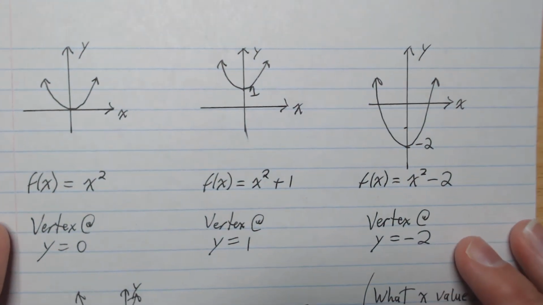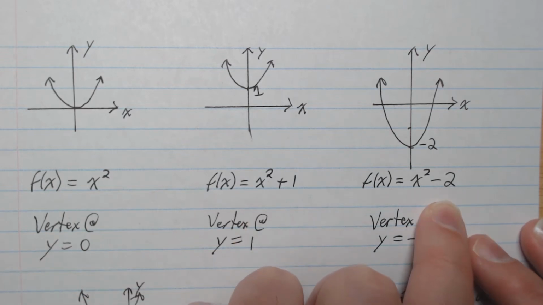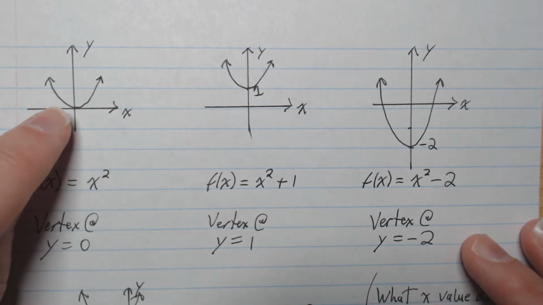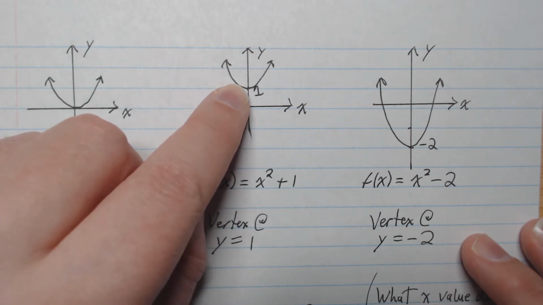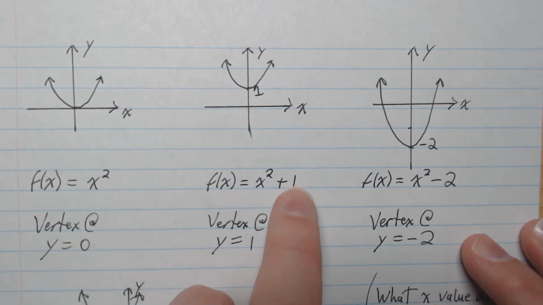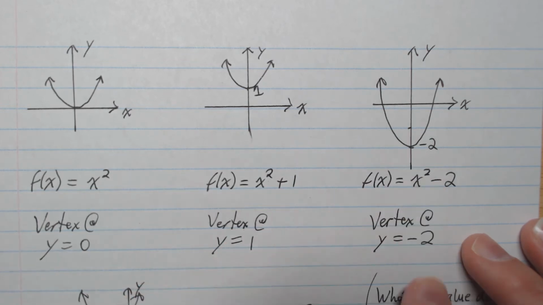Okay, now what about the y component? So here we have x squared, x squared plus 1, x squared minus 2. So we see the vertex, the y value is at 0. Here the vertex, the y value is at 1. Notice that it's a 1 like this. And here the y value is negative 2 for the vertex.